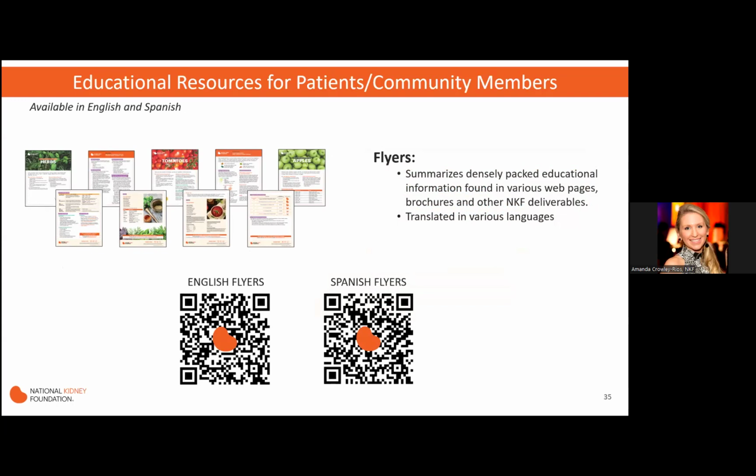And these two-sided flyers, available in a variety of languages, take such extensive information and are able to summarize it with some great visual aids, and just take that densely packed information and put it into a nice summary in a 2-page flyer, front and back. So the codes there get you to the English and Spanish flyers. So some great handouts there that we have available. We can go to the next slide.